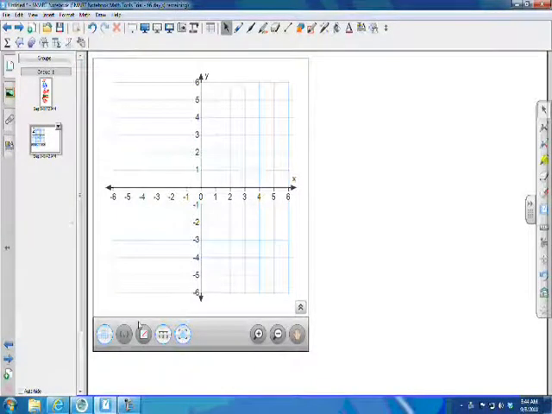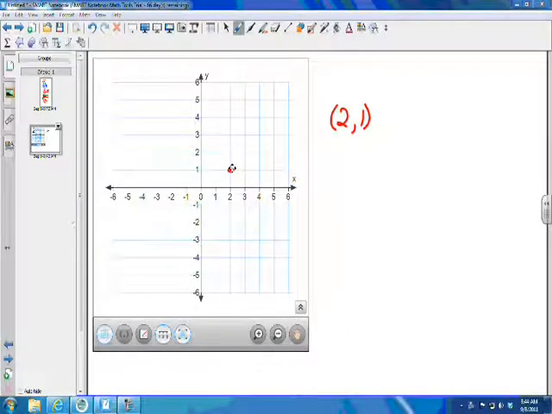So one of the first things they talk about in section 2 is the coordinate plane. This stuff we should be familiar with. This is the coordinate plane with the XY axes on it. If I were to plot this point, who can tell me what the coordinates of that point are? 2, 1. The coordinates of that point are 2, 1. Now what letter does that 2 represent?